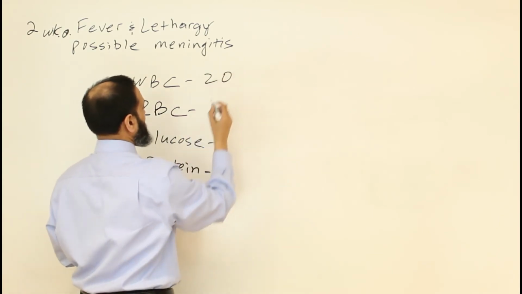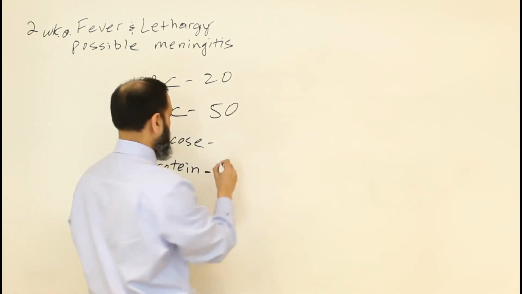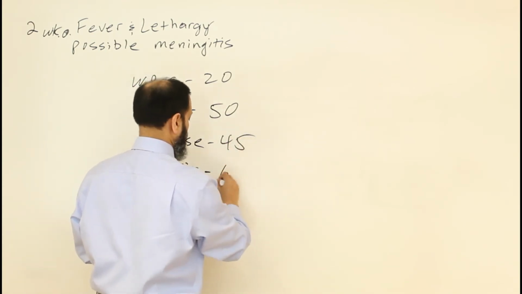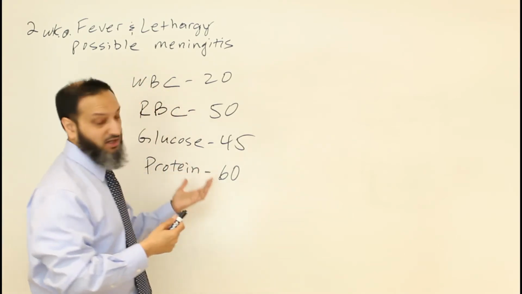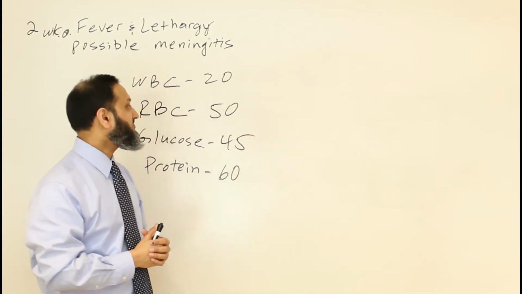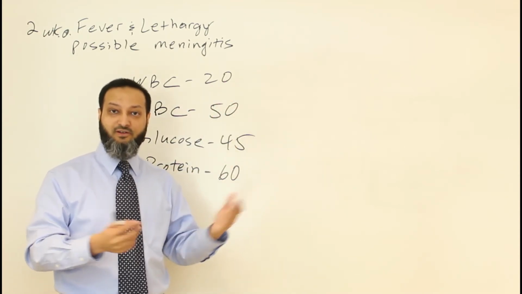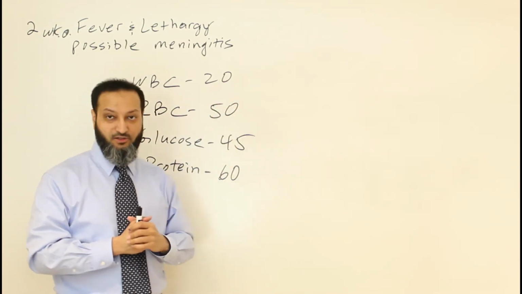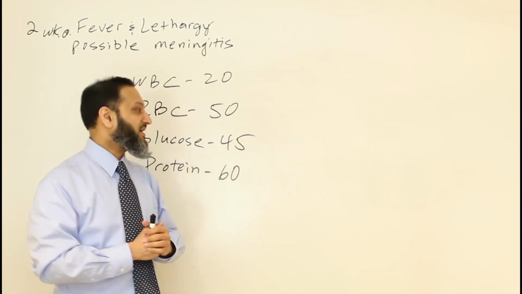white cell of 20, red cell of 50, glucose of 45, and protein of 60, okay? So now the first question is, does this child have meningitis? 20 white cells, more than the 5, right, that we talked about earlier. So this is consistent with possible meningitis.